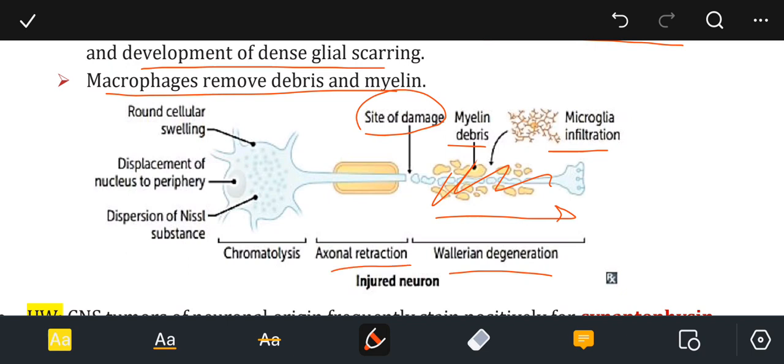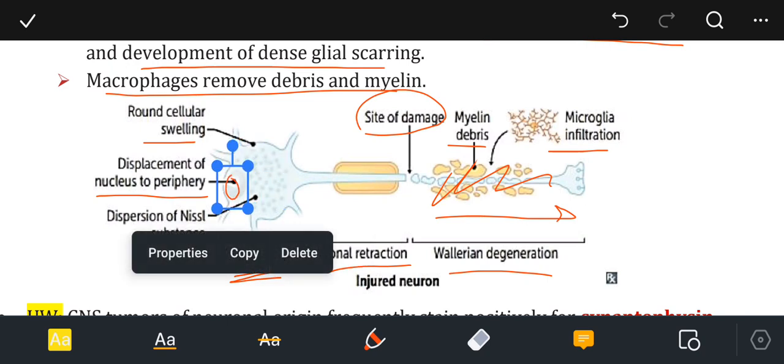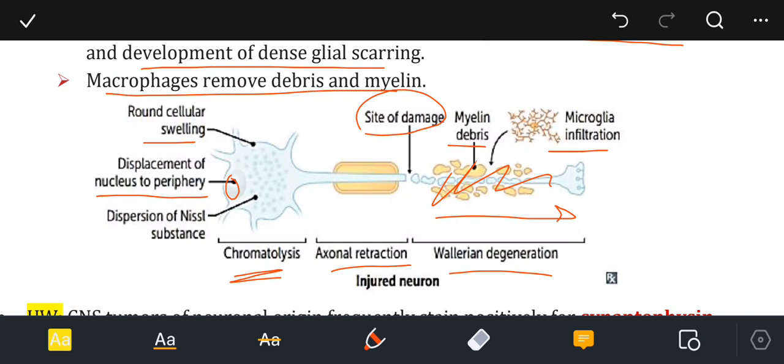Proximal to that, we have axonal reaction, and in the cell body we see chromatolysis. Chromatolysis is a complex of findings in which we have round cellular swelling, like the cell undergoes swelling, displacement of the nucleus to the periphery, which is supposed to be central. Now this central nucleus has gone to the periphery all the way over here, right? I hope this concept is clear. Then dispersion of the Nissl substance will also be seen.